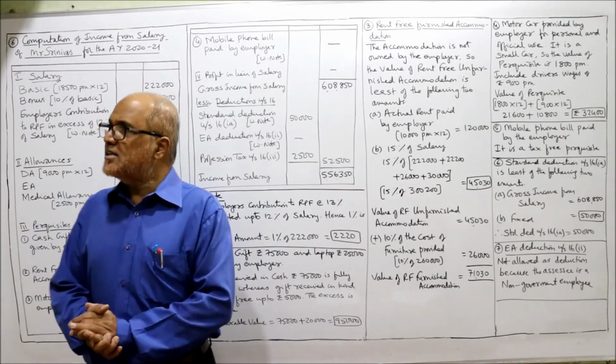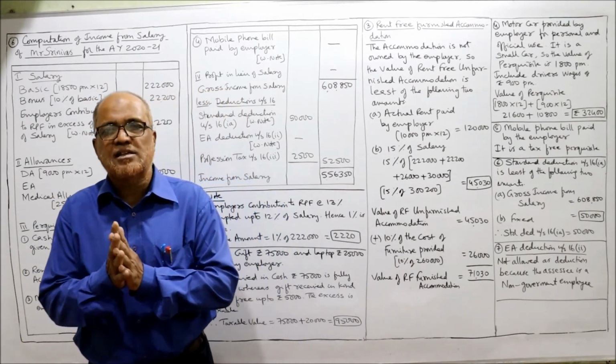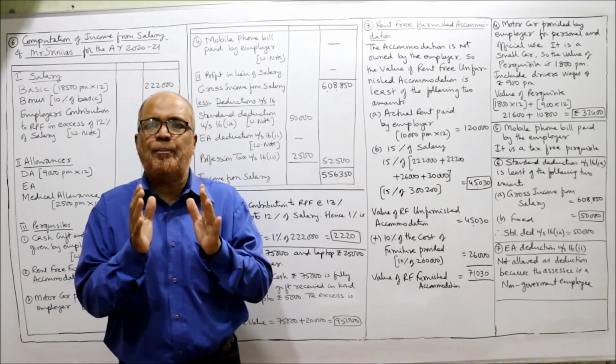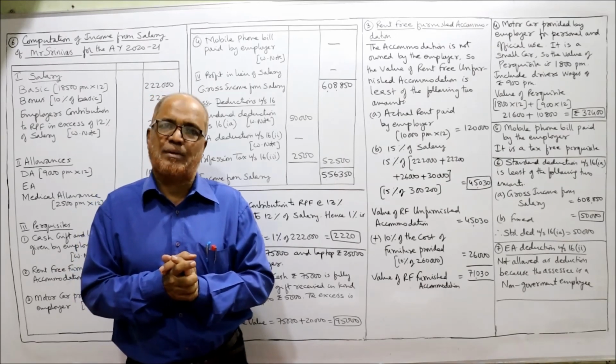That's all. This is the end of problem number 6. So totally 6 problems I have completed, explaining each and every point on how to compute the income from salary.